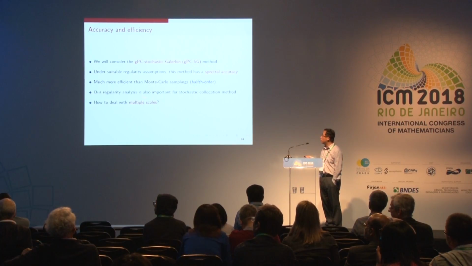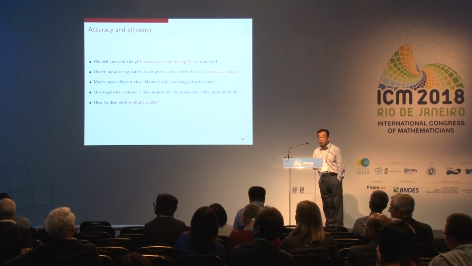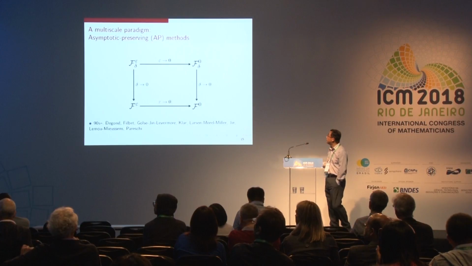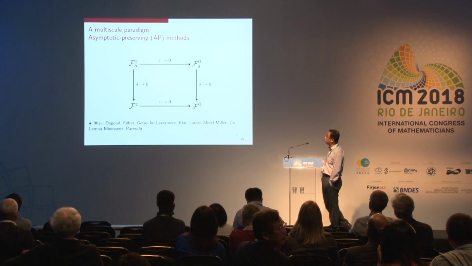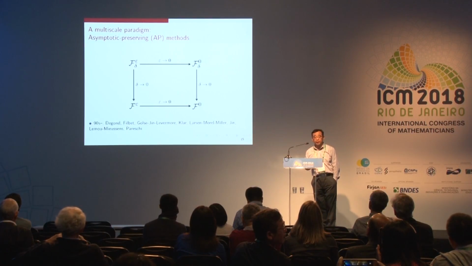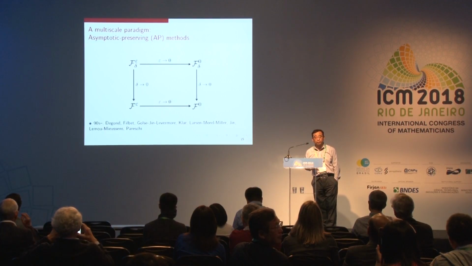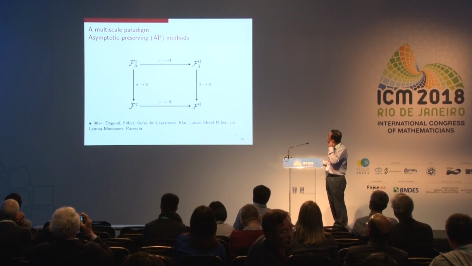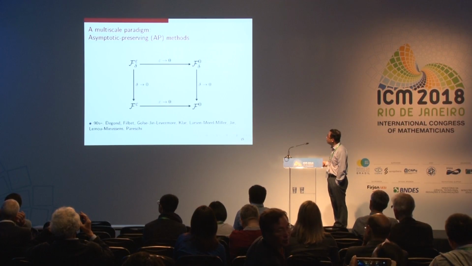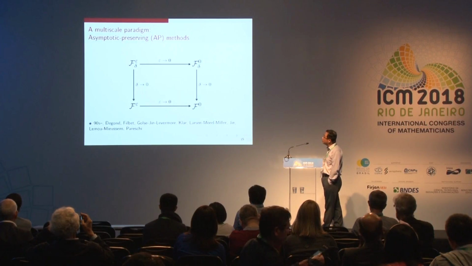Well, then there's also the issue of how you deal with multiscales when you have kinetic modeling. For multiscale, there has been a methodology introduced in the last 20 years, which has been very popular in the multiscale kinetic community, the so-called asymptotic preserving methods. So this diagram shows you what it means.